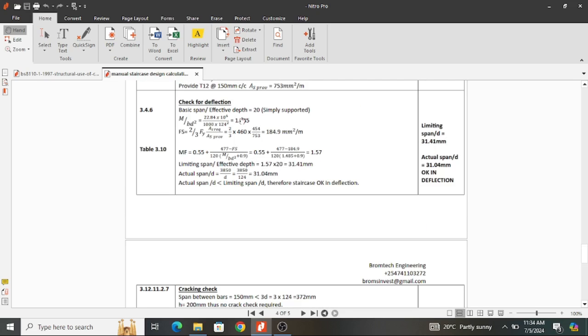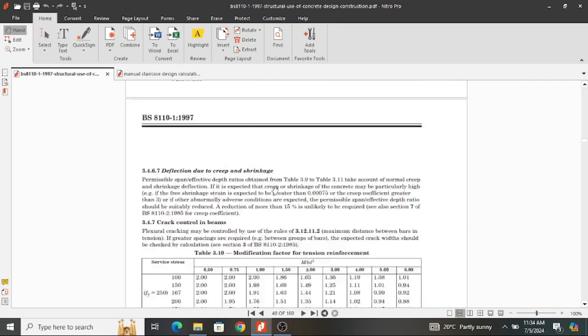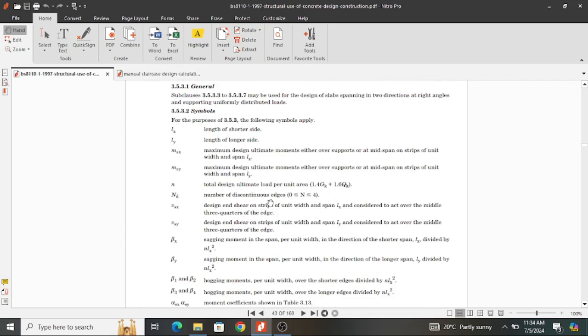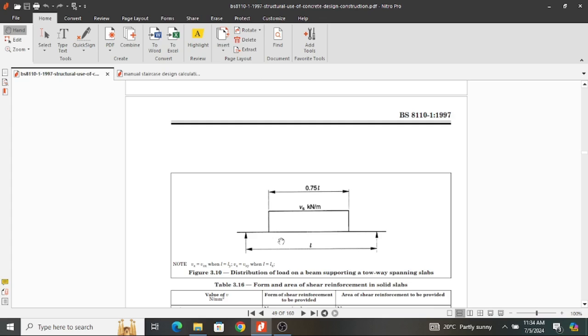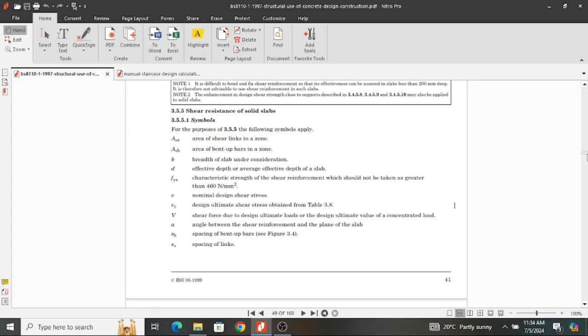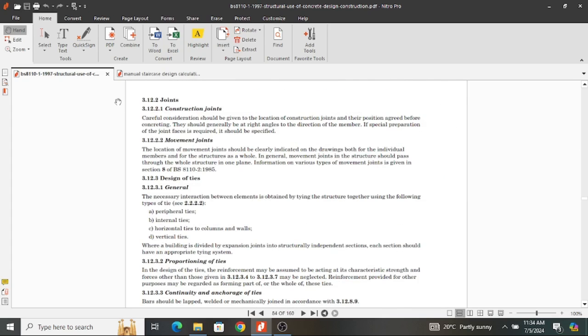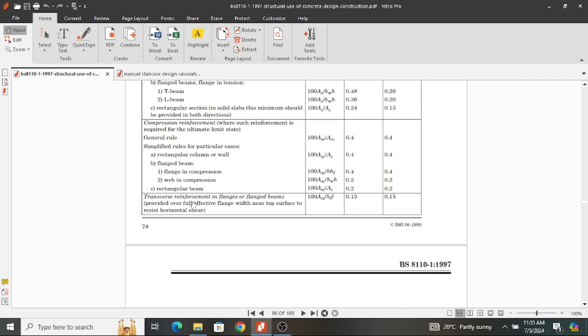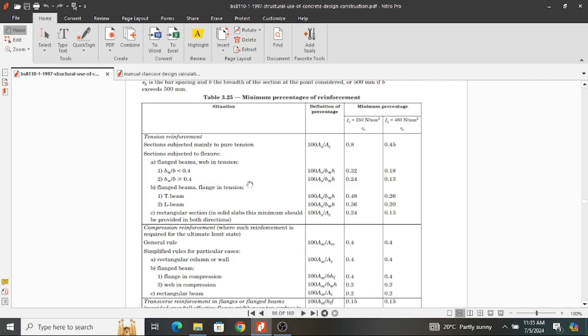From there, because we have passed the deflection check, we proceed to the second check, which is the cracking check. It is in clause 3.12.11.2.7. Let's look at the cracking check, 3.12.11. I'm going step by step so that we understand these things. 3.12. What is that? This 3.5. 3.11 right there, 3.12 right here. So it was 3.12 point what? 3.12.11.2.7.